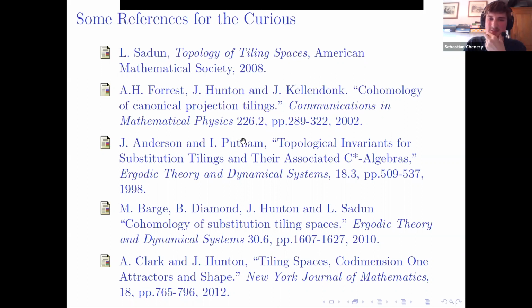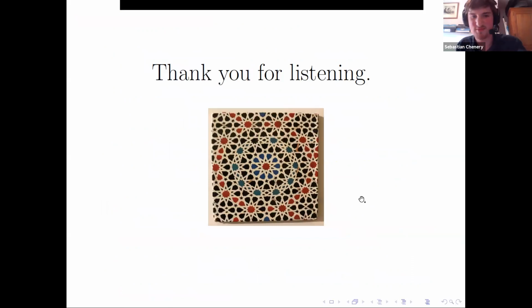And this Anderson and Putnam paper was sort of the first, in 1998, to write down this inverse limit approach to making your cell complexes and working in that way. They were interested in, as it says, C-star algebras and K-theory, but it really paved the way. This fourth one is wonderful if you're thinking about substitutions. And this last one by Clark and Hunton is a lovely paper about how you can decompose things, as I said here. Anyway, we've got through this very quickly, so we have lots of time for questions. But yes, thank you for listening.